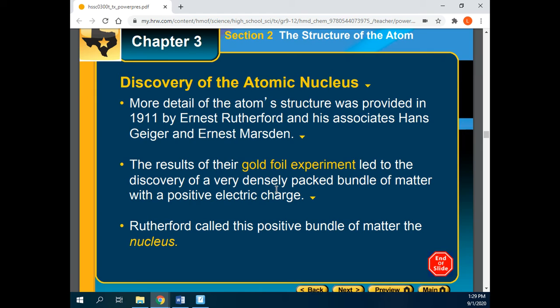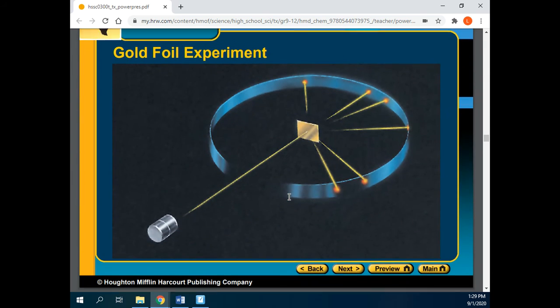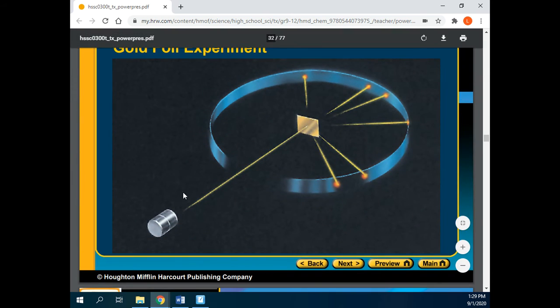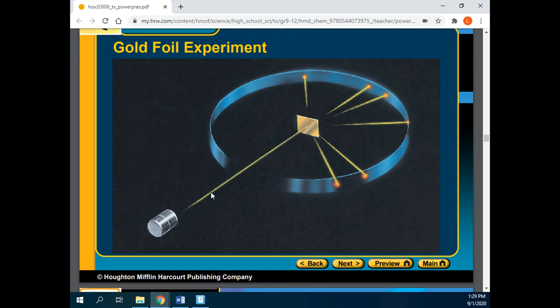Okay. But I don't want you to just know that he discovered the nucleus with the gold foil experiment. I also want you to know how that experiment worked. Okay. So what he did was he set up this instrument, and he would shoot alpha particles out of it. Alpha particles are just positively charged particles. And he was shooting them through a sheet of gold foil.